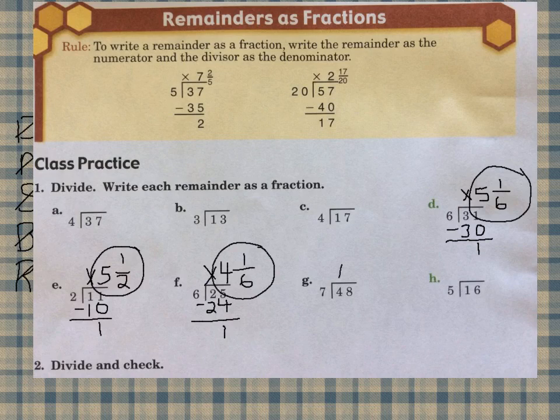Seven does not go into 4, but it does go into 48, 6 times. 7 times 6 is 42. And when you subtract, for the first time yet, we finally get one that's not 1. It's a 6. So our remainder is a fraction. The 6 goes on top, and our 7 goes on the bottom. And our answer is 6 and 6/7.